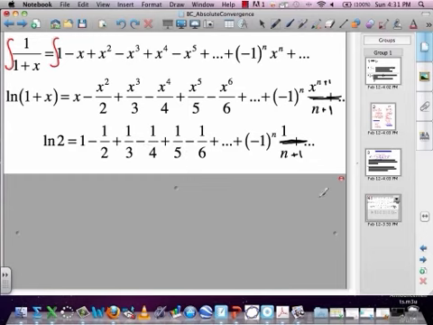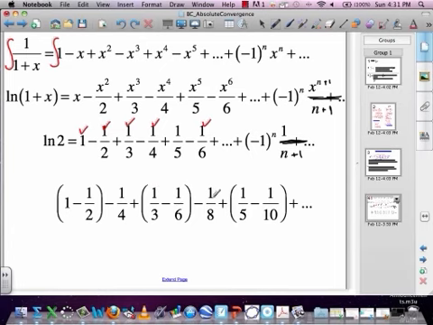Here's one example that's going to blow your mind. What did I do here? I take 1 minus a half. Then I put the minus 1/4 next. Then I group 1/3 minus 1/6, and here's minus 1/8 down the road. Then I put 1/5 with 1/10 together, and this can continue forever.